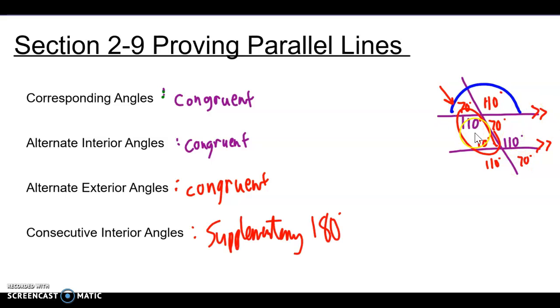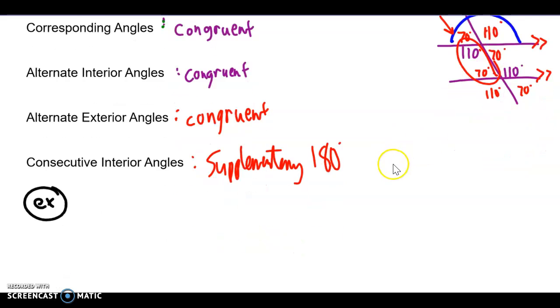The last one is consecutive. Notice how these consecutive ones always equal 180. That's the only one. It's the weird one. It's the only one that equals 180. It's consecutive interior, right? All right, let's do an example.